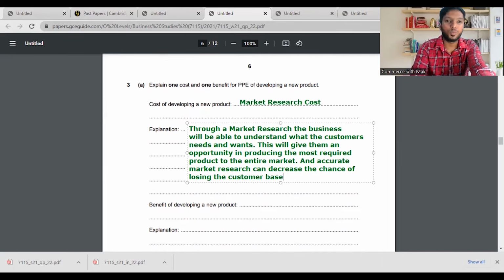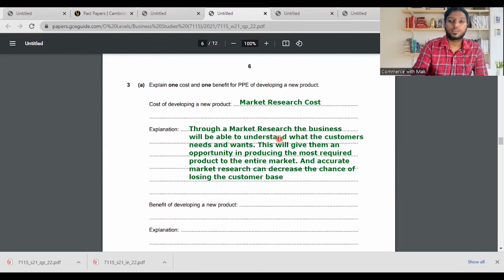So if you don't do market research and if you just supply products to the customers, they won't feel like this product is always the same, so this company is always the same. So it's not a good company. If you have a good market research, you will understand what the customer needs. Actually, I have given you 3 answers here. I said through a market research, the business will be able to understand what the customers need and want. This will give them an opportunity in producing the most required product to the entire market. And accurate market research can decrease the chance of losing the customer base. So you can keep the customer base very happy because you're always having knowledge about the market and updated. So this will also give you a chance of keeping yourself out from the competitors.